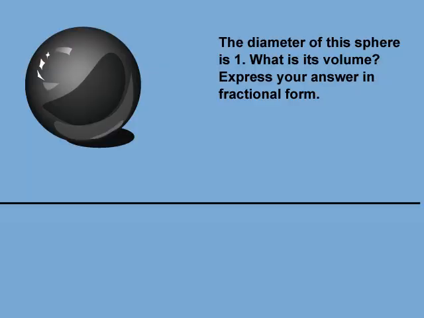The diameter of this sphere is 1. What is its volume? Express your answer in fractional form. The formula for the volume of a sphere is shown here. V equals 4/3 pi r cubed. Since the diameter of the sphere is 1, this means that its radius, r, is equal to 1/2. Plugging that into the formula gives us this expression.